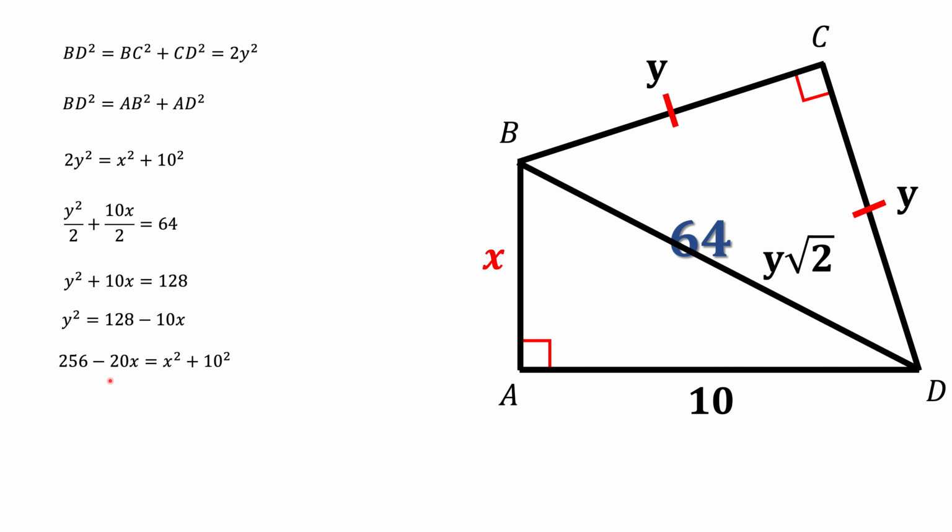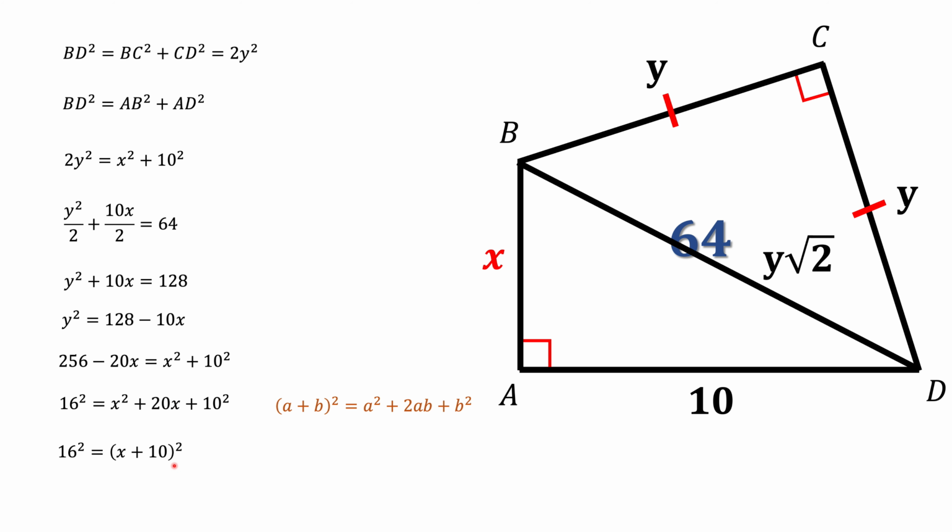First of all, notice that 256 is 16 squared. And if we use that fact and move this 20x to the left-hand side, that's what we're going to get. The next thing, you may notice that the right-hand side looks familiar to you, if you know this formula. The right-hand side here is equal to x plus 10 squared.